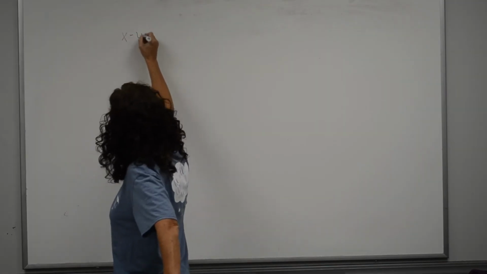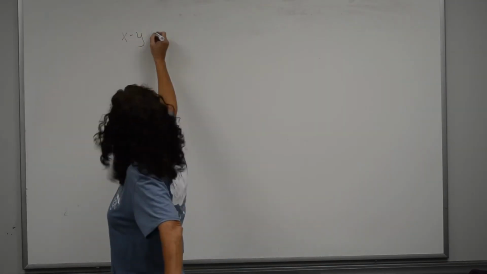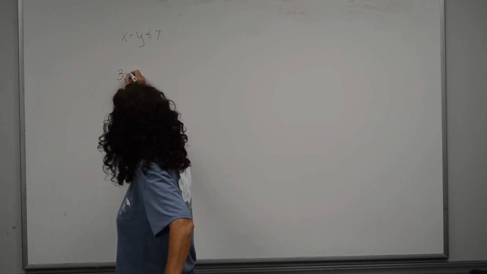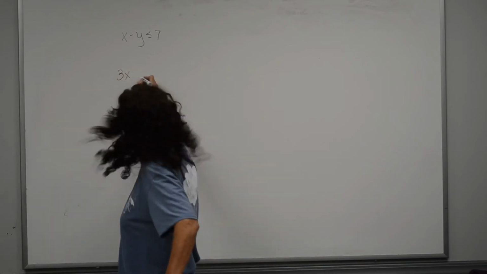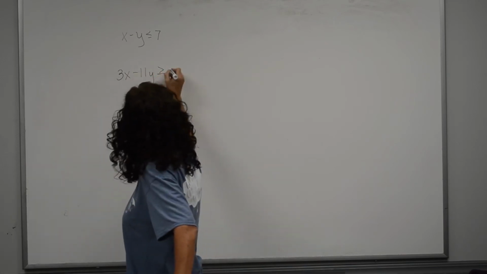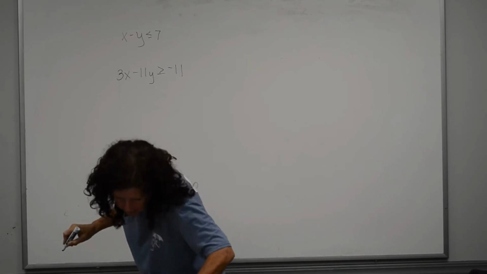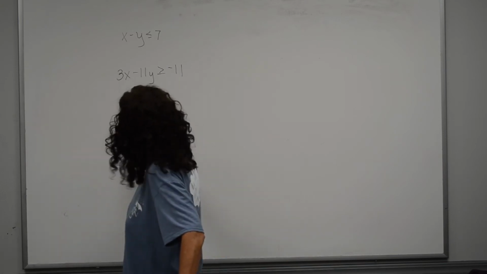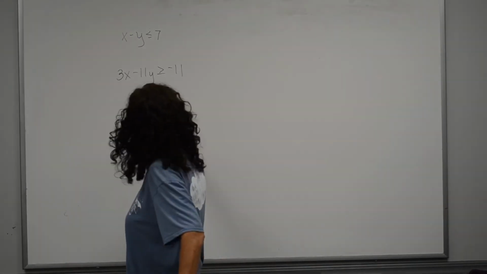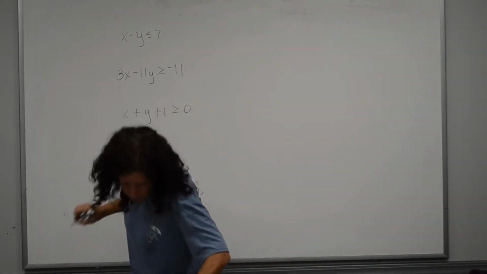Okay. You have x minus y is less than or equal to 7. 3x minus 11y is greater than or equal to negative 11. And I have x plus y plus 1 is greater than or equal to 0.